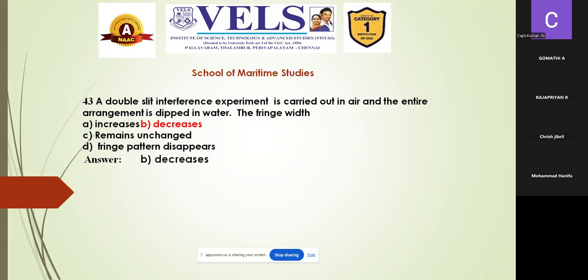Our next question is, a double slit interference experiment is carried out in air and the entire arrangement is dipped in water. The fringe width increases, decreases, remains unchanged, or the fringe pattern disappears? The answer is the fringe width decreases.